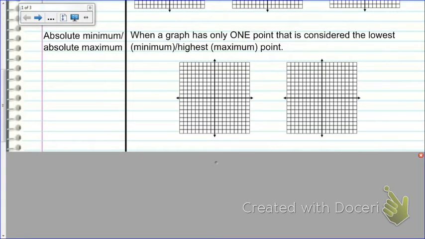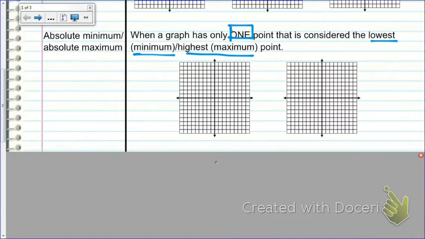Okay, so we also have what is called an absolute minimum or an absolute maximum. And the definition for each of those is the same. It's just that one is a lowest point and one is a highest point. So the absolute minimum and maximum are when a graph has only one point. And I capitalize that and I'm going to put a box around it. It's super important. That is considered either the lowest, which makes it the minimum, or the highest point, which is what makes it the maximum. Okay? So absolute means there's only one. And then we're going to do an example of each of those.